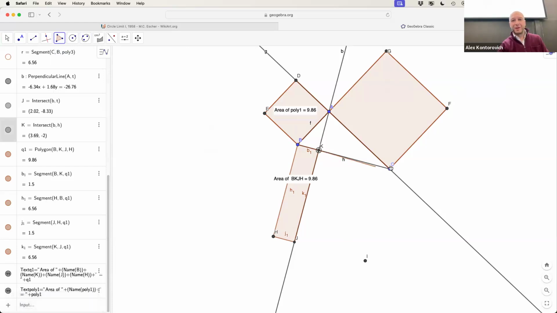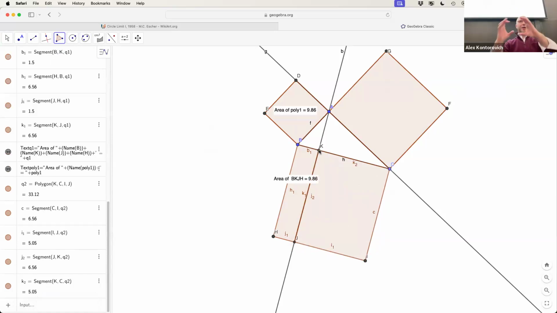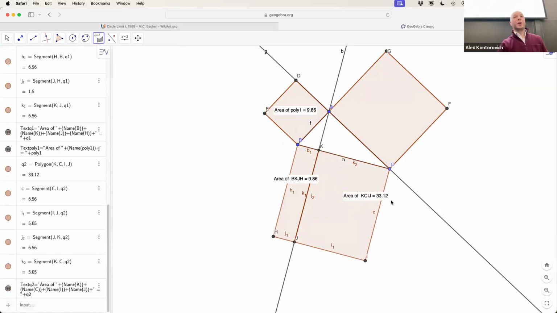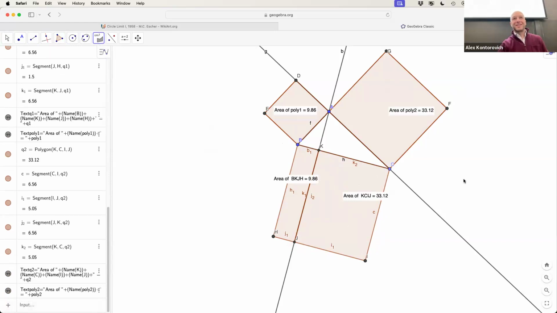This other rectangle, there's a symmetric argument that says that those 2 rectangles make up the full square. And this rectangle, whatever its area is, 33.12, what do you think the area of this is going to be? Okay, so that's why this proof works. The two rectangles sum to the big square, and each of the rectangles realizes the area of the square on the other side.